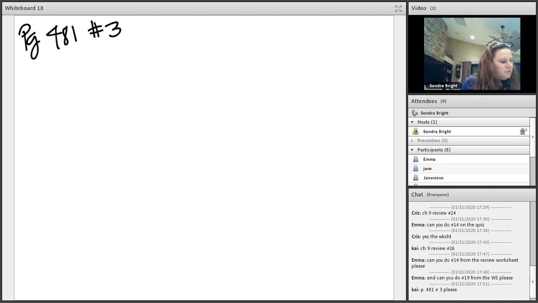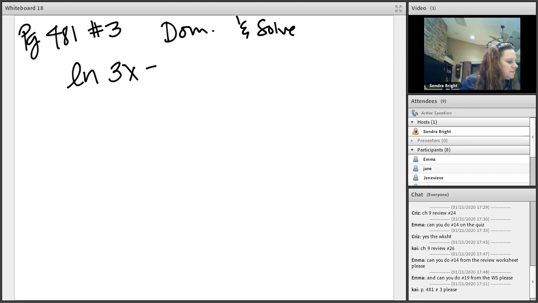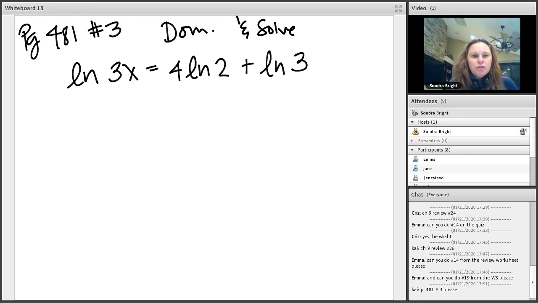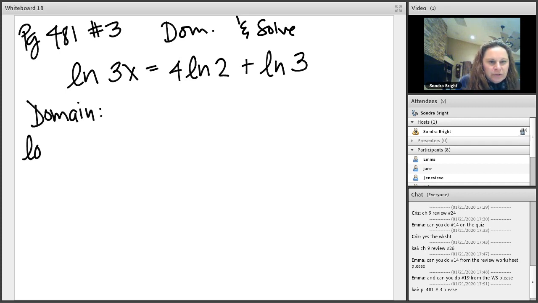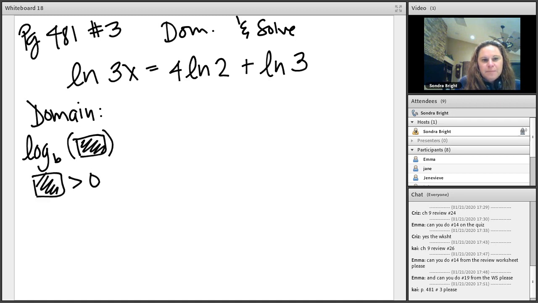We've got domain and solve. It's the natural log of 3x is equal to 4 times the natural log of 2 plus the natural log of 3. For domain with logarithms, you want log of whatever base, I'll call it b, of blah blah. Whatever is inside this little box, for domain, must be greater than 0. That's what you can take to the bank every single time.